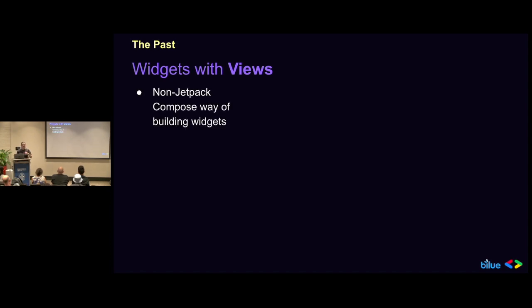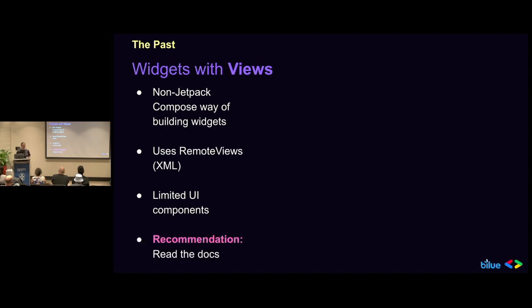This part is pretty straightforward. But if we think about the past, we were using widgets with views. So this used the non-Jetpack Compose way of building widgets and the old remote views system. And if you've ever played with widgets or remote views, you know it can be quite tricky. It's really limited. So we have these limited UI components, and it's because they want it to be really performant on the user's device for simple updating, things like that, but you don't have all the things you're used to.